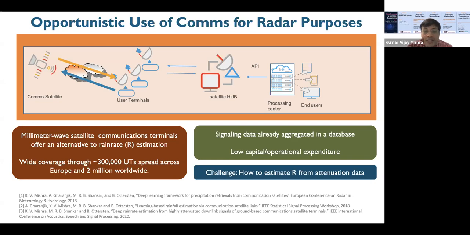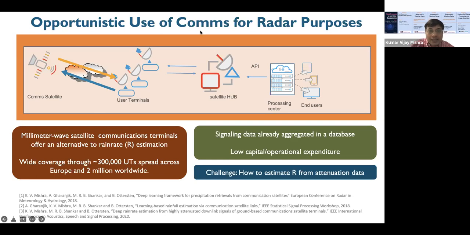The advantage of this is that it has a very wide coverage. There are about 300,000 such user terminals spread across Europe. And if you count the number of radars, they may be less than maybe 50 or 60 weather radars throughout Europe. And there are about 2 million such terminals worldwide. So even developing regions of the world have a number of these user terminals. So it's really valuable information that we can leverage for weather sensing.